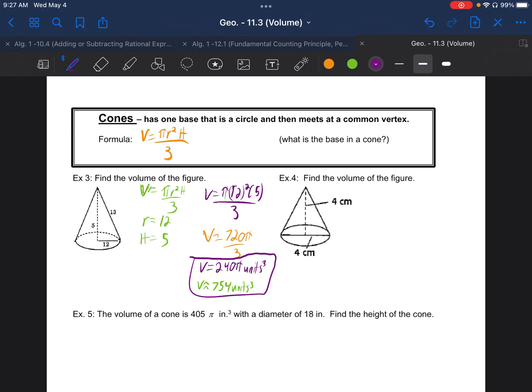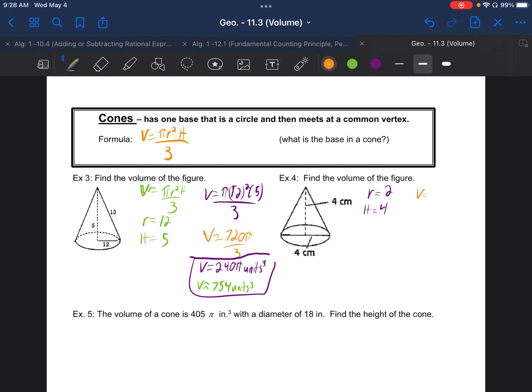Example 4, the volume of this cone. Once again, we know we need to know the radius and the height. The radius this time is going to be 2. We know that because the whole diameter is 4, and the radius is half of that. And the height is 4. So we plug this one in and we solve.